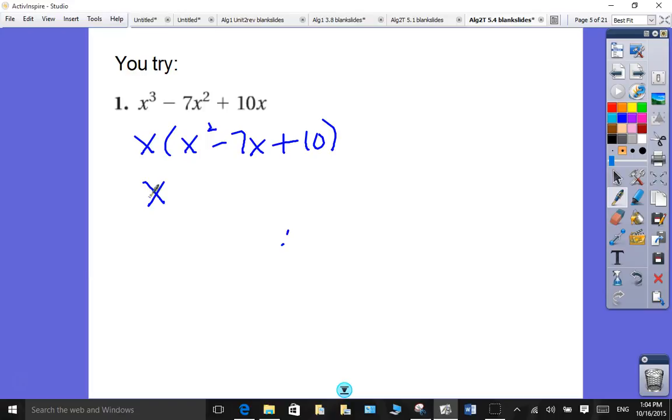Negative 5, negative 2. So one step now. X minus 5, x minus 2. Next.